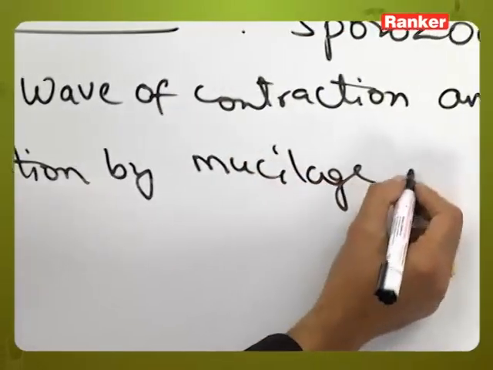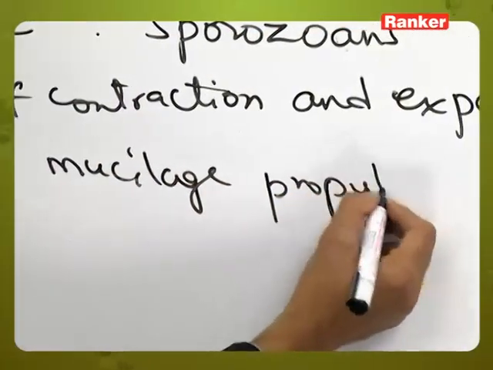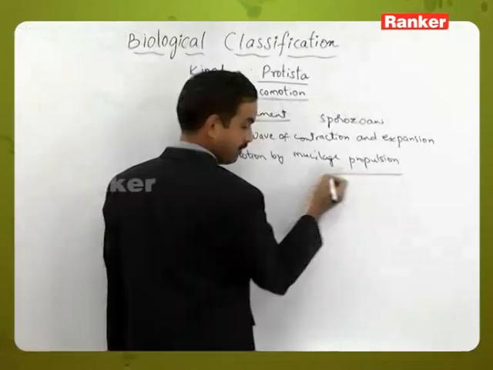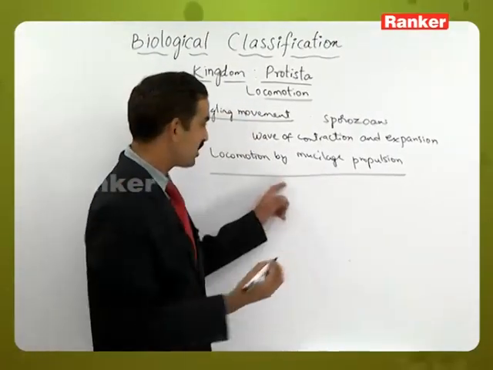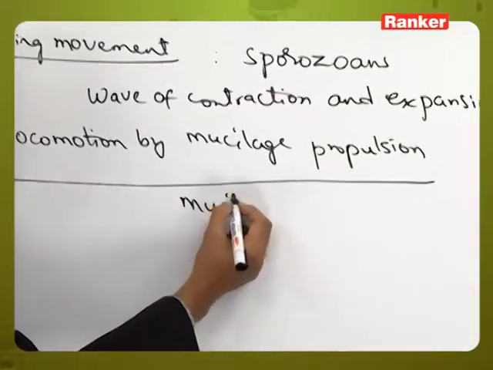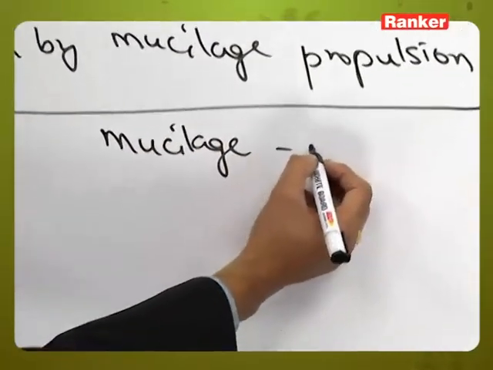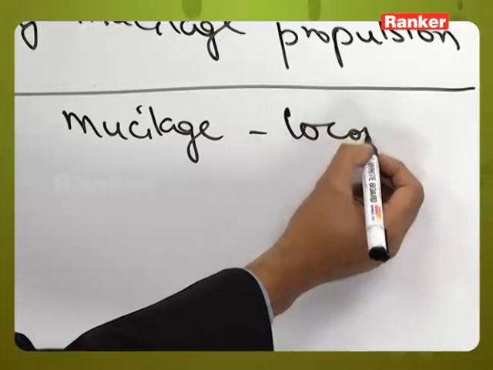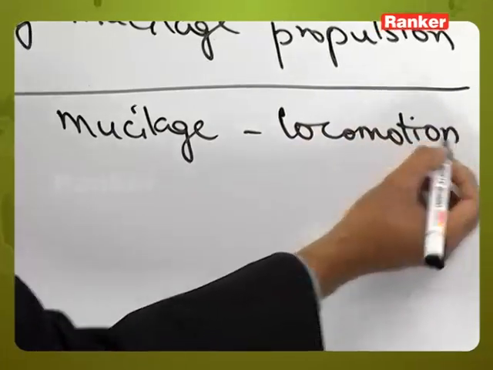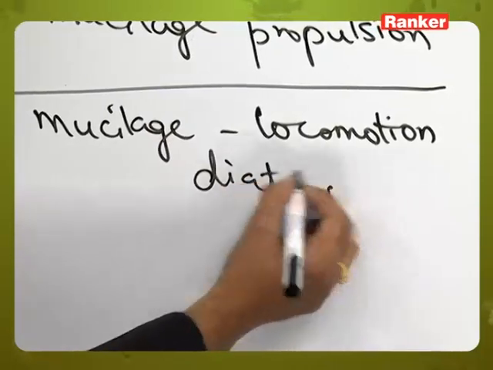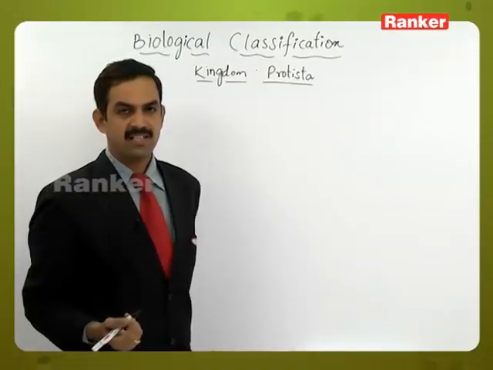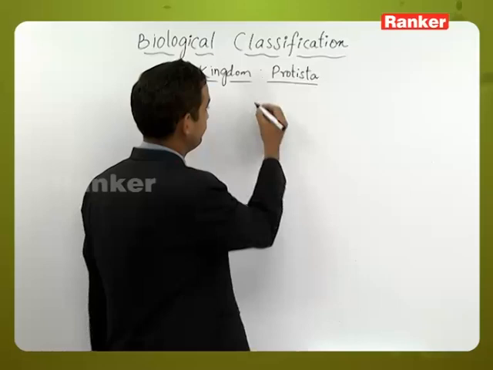So likewise, locomotion by mucilage propulsion. This is the way they secrete some mucilage, and with the help of this mucilage, the locomotion takes place. This type of character can be seen in the diatoms. So the next character in them is nutrition.